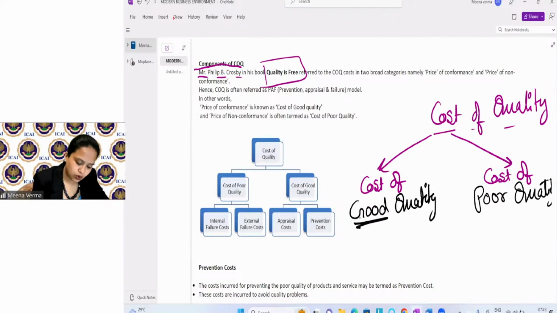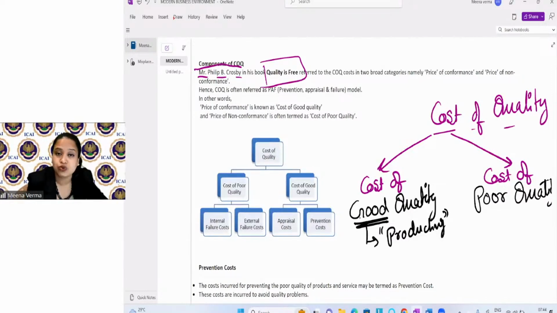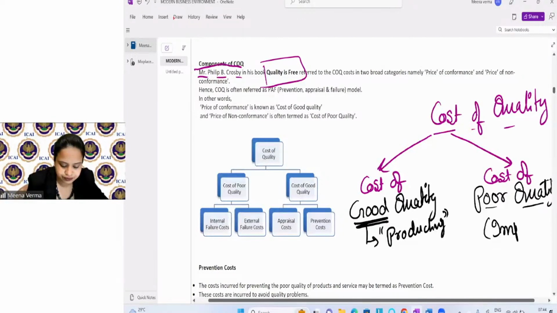Now, good quality means you are producing good quality right the first time, or you are always producing a good quality product. Now this question will come to our mind: what cost will you incur to produce a good quality product? This is written here. And cost of poor quality: what costs are you incurring if you are producing a poor quality product, to improve it? So what will happen?